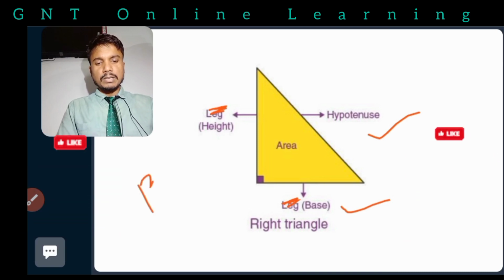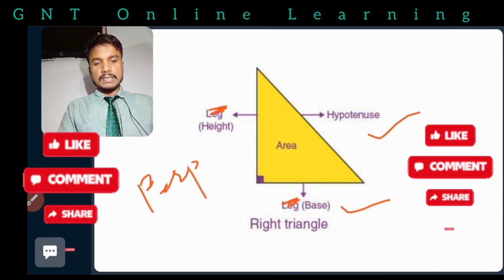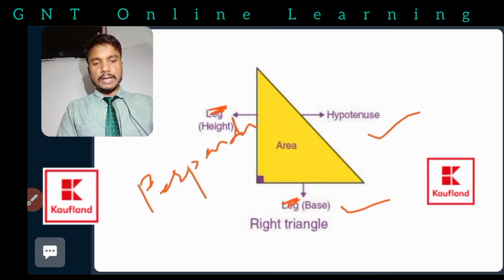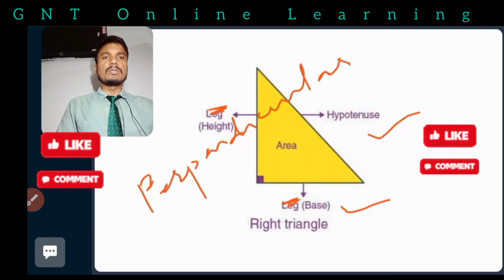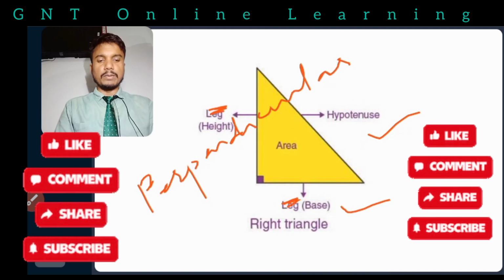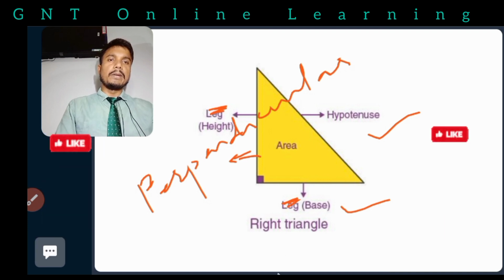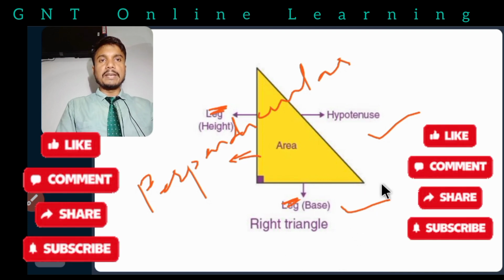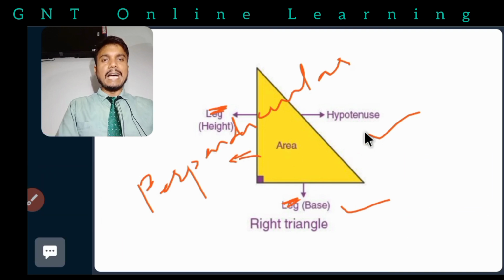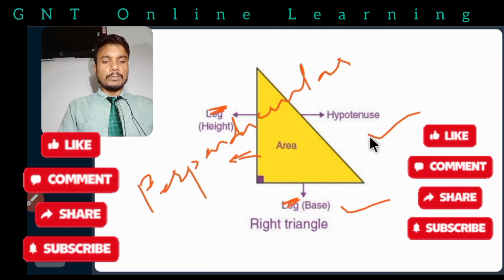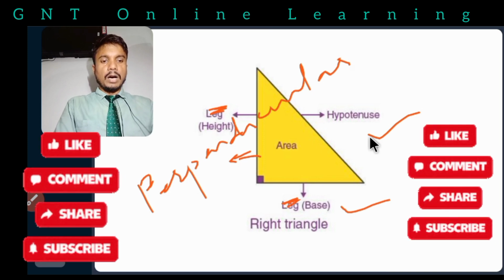What do you call it? Perpendicular, right? This height, this side, is the perpendicular. We are talking about this side. So here we have the base, this is the perpendicular, and this is the hypotenuse. Now as per the theorem, what we need to prove, let me go to the next screen.